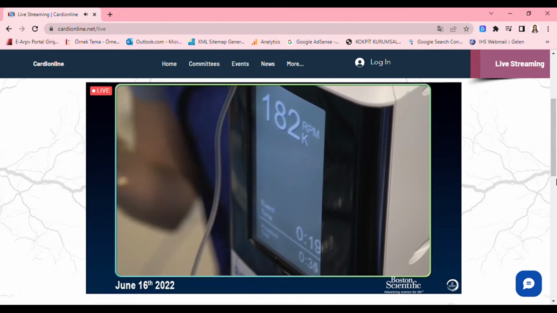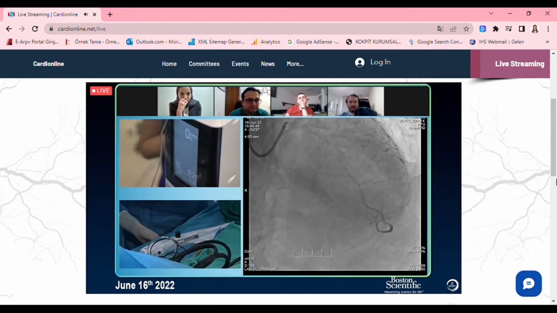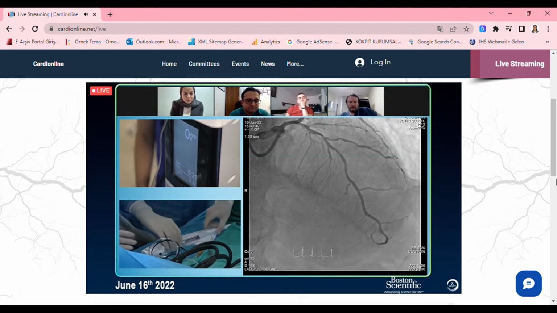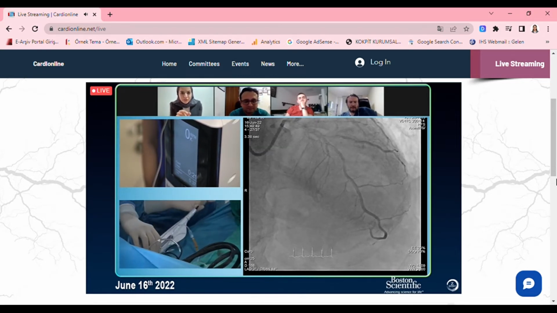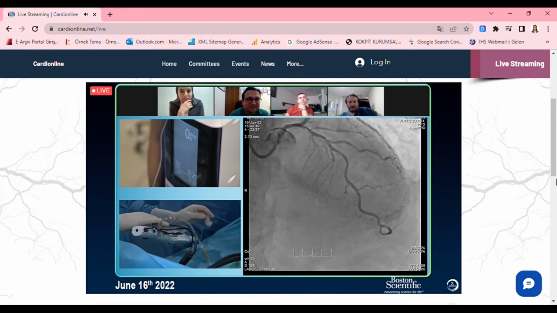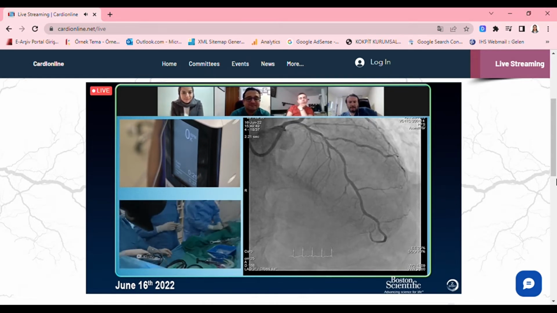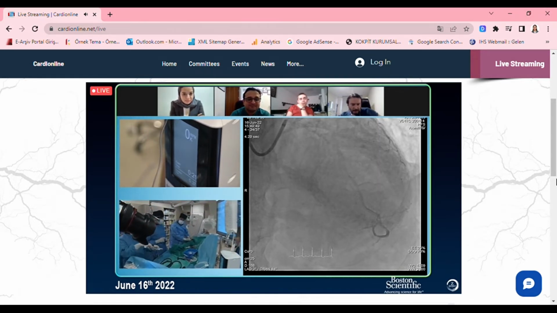Okay, stop please. We always want to make sure that the burr is not touching anything. We have to be aware not to wind anything in the rotablator burr. Very important during the test.